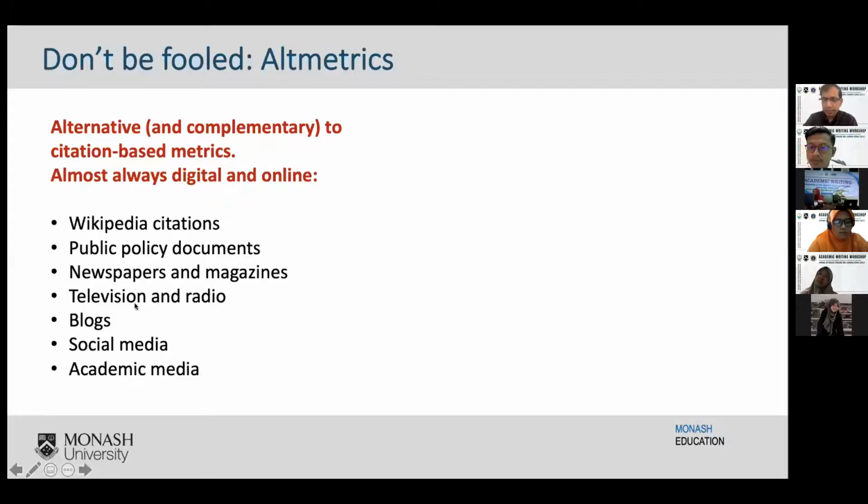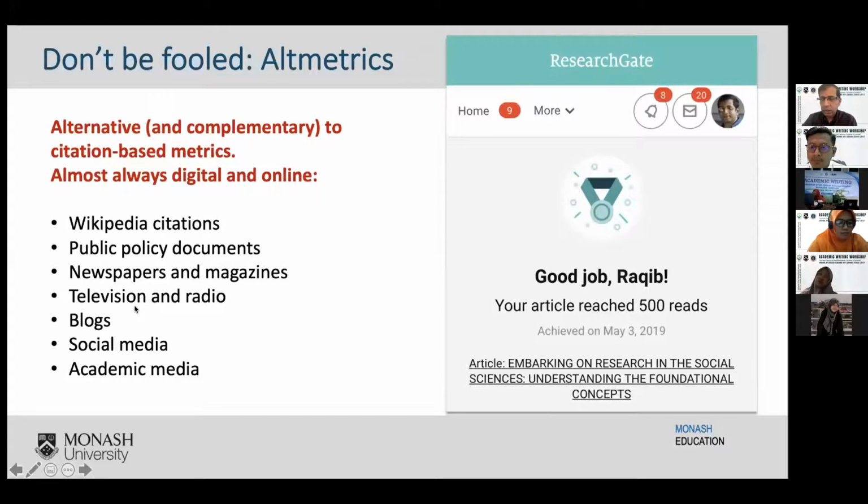So, for example, if I get an email like this, and I get such emails all the time, good job, Raqib. Your article reached 500 reads. I'll share this article with you, right? So I got this message from ResearchGate. I think some of you already have profiles on ResearchGate, or you download articles from ResearchGate, right? Some of you do that. Okay, not a problem. But the problem is, this 500 reads actually doesn't mean 500 people have read this article.